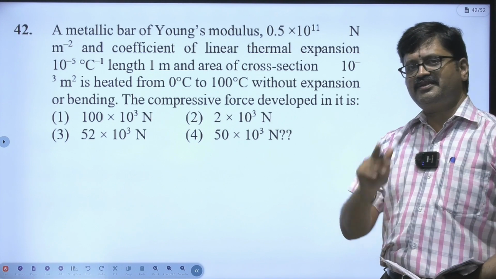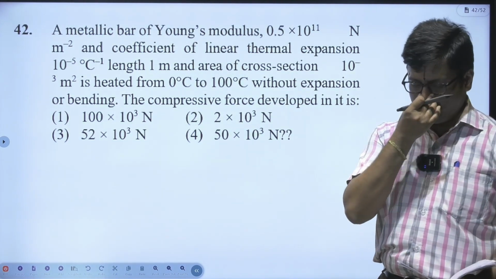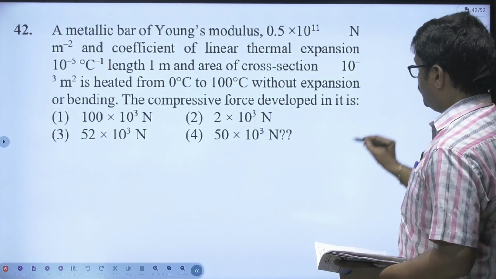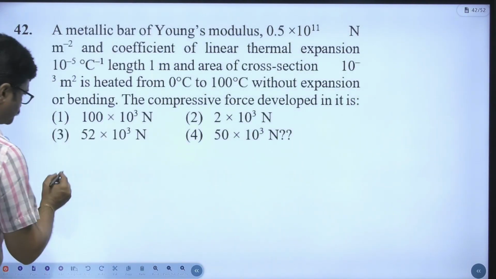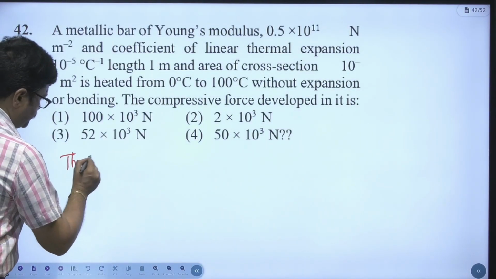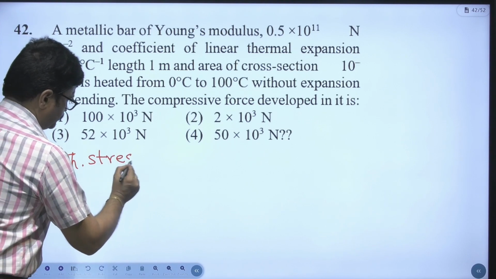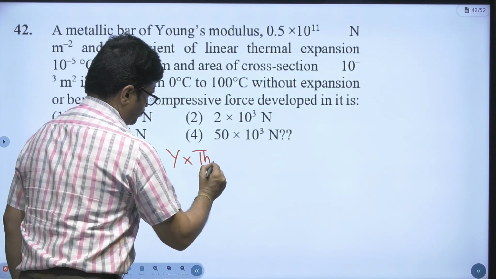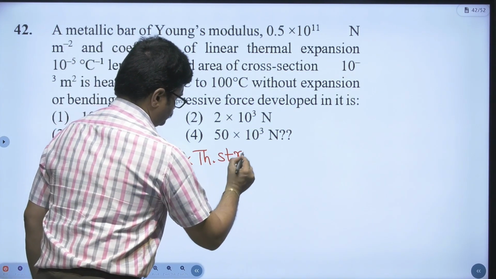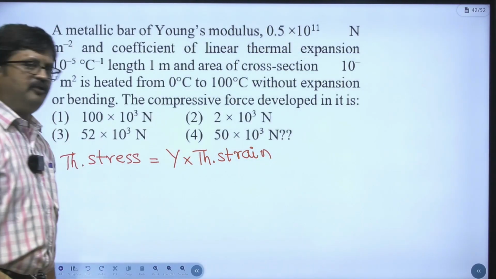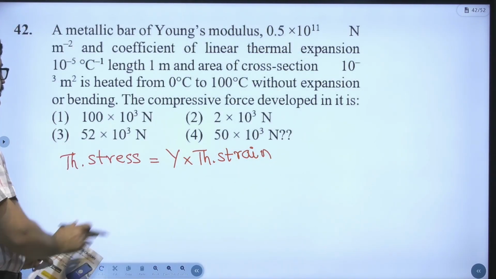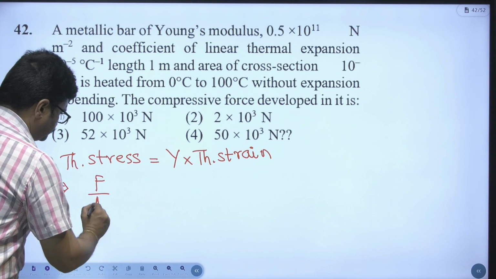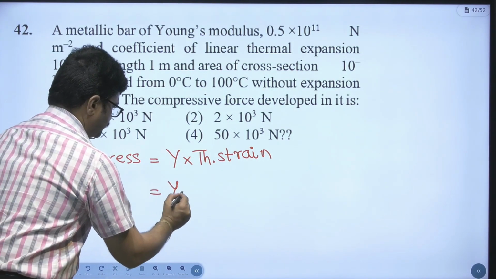Now, my dear friends, this is based on the thermal stress concept. So thermal force, I can very easily understand here. Thermal stress is equal to Young's modulus into thermal strain. So this is a formula, right? Over here they have given Young's modulus, and thermal stress I will write as force divided by area. F by A is equal to Y into thermal strain.